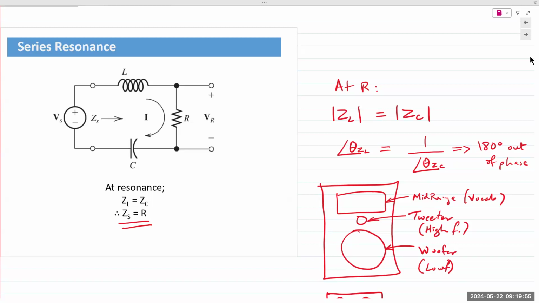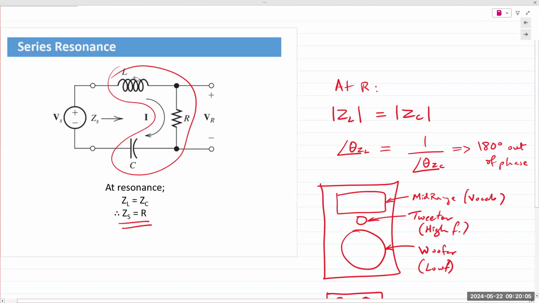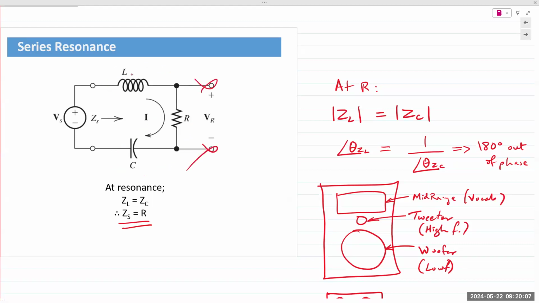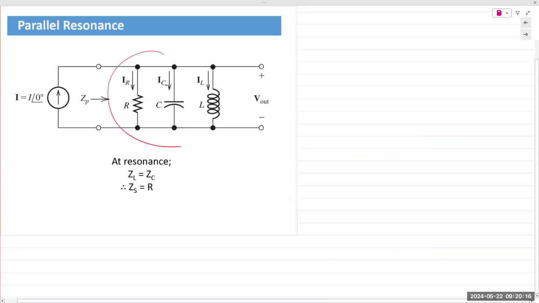Resonant circuits are of two kinds, series and parallel, depending on how we connect the components. Here you see it's all connected in series. So you ignore the output terminals. There's no component connected to the output terminals. R, L, and C are all connected in series. And then you have parallel resonance, where all of them are connected in parallel.